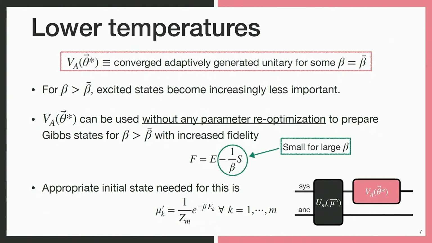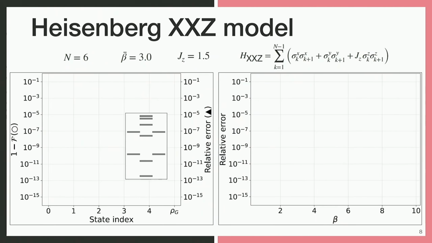This is valuable because as I increase beta, this second part of the free energy becomes small, and so it becomes numerically difficult for the optimization to accurately prepare the Gibbs state. So you can use this method to prepare it at a higher temperature and then just cool down like this.